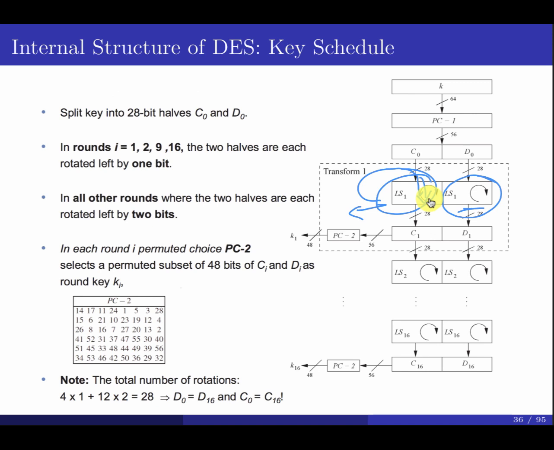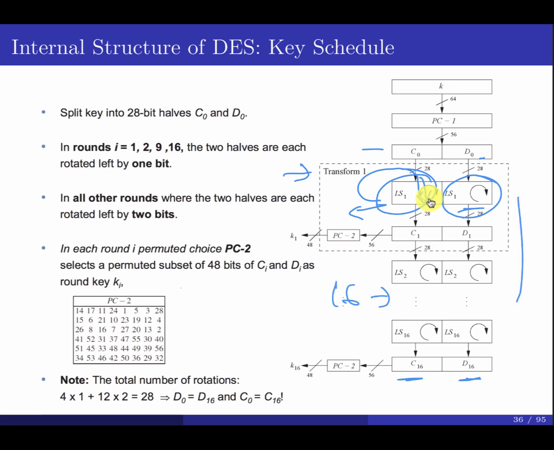For each of them, based on the round, some rounds you're going to shift by 2 bits, and some of them are going to be shifted by 1 bit. So at the end, we have 28 shifts to the left. Whatever we have at the beginning is going to be here. Whatever C0 and D0 are, it's going to be similar to C16 and D16, I mean the content, because here we have 16 rounds.